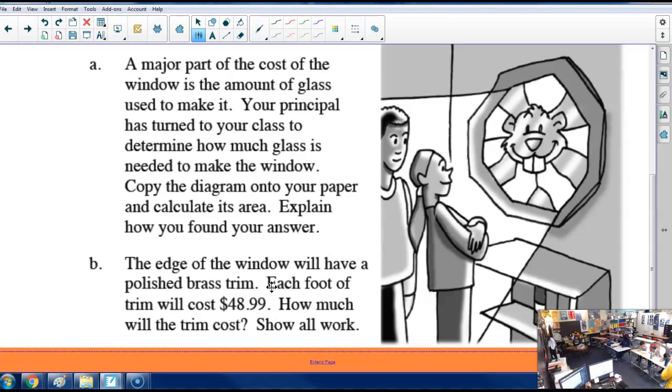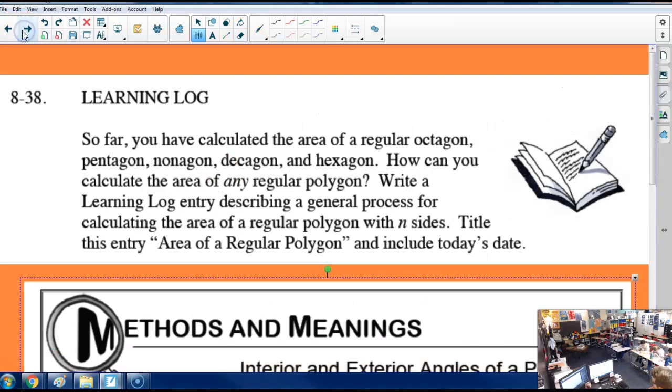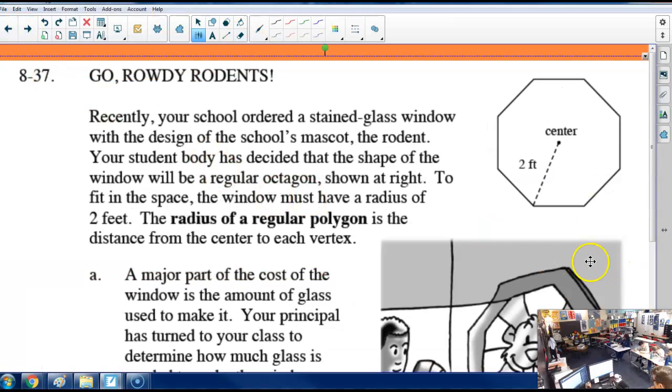So actually, to trim stained glass, you normally have to route the middle of the wood and set it in, like the glass sets into the wood. I can do this. Rowdy rodents, such a weird school name. I think CPM just ran out of ideas. I don't want to use angle measures.